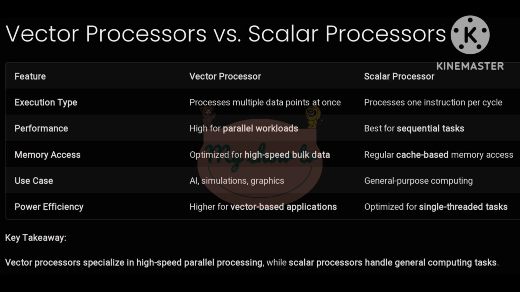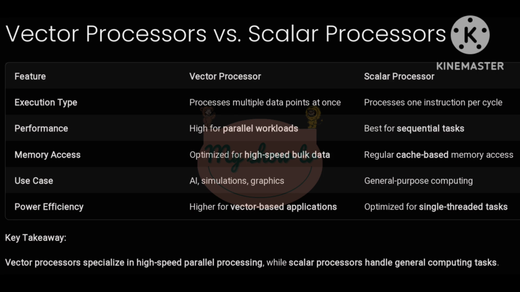4. Use case. Vector processors are widely used in graphics processing, AI computations, cryptography, and scientific simulations, where the same operation needs to be performed across large datasets. Scalar processors are designed for everyday computing, such as running an operating system, executing software applications, and handling regular computations.